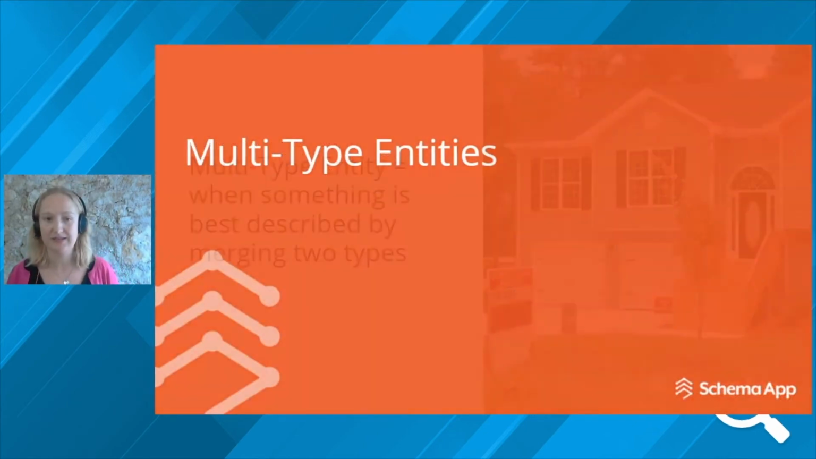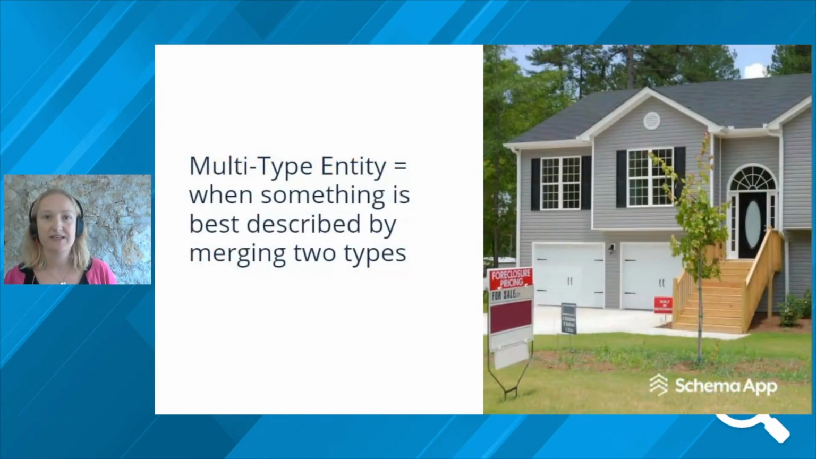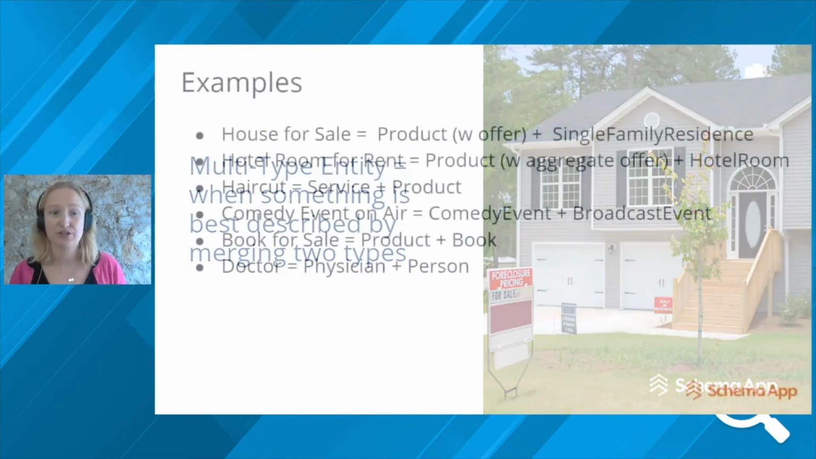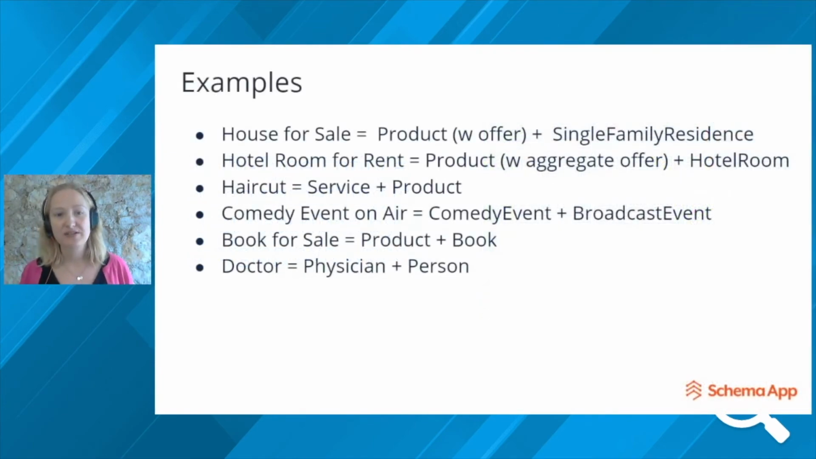All right, multi-type entities. Multi-type entities is when you use two types within schema.org, basically so that you get all the properties to use and describe it. There are some key specific areas where this makes sense. If a house is for sale, it's not just a single family residence, it's also a product. If you're helping a service business, you can say it's a service and a product, and I'll tell you a little more about why we recommend that. Or, in the example we're showing around a doctor, it's both a physician and a person.